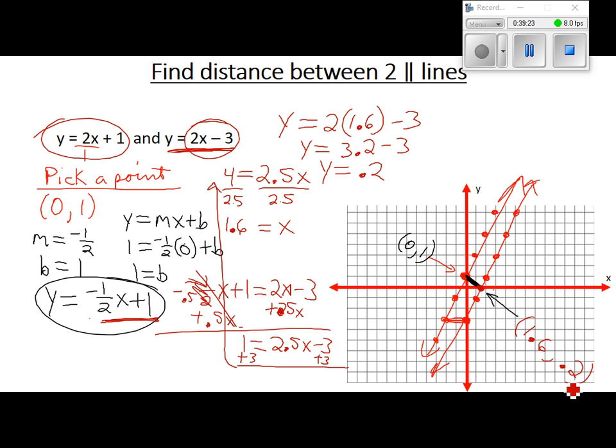Once we have those 2 points, do we care at all about these 2 parallel lines? All we care about is the length of that segment right there. And all we need are those 2 points to find that. I'll give you a second, make sure you got it written down.